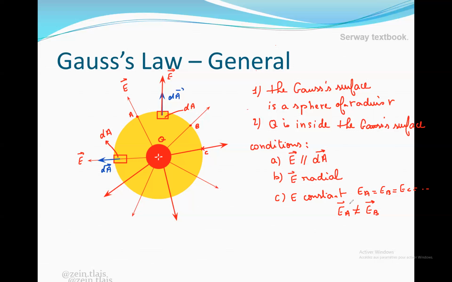Now I write all the conditions. It's important to write these conditions when we want to solve any problem. Before, if you want to choose Gauss's surface, you have to say it is symmetric. You have to write these conditions each time you want to solve any problem by using Gauss's law.